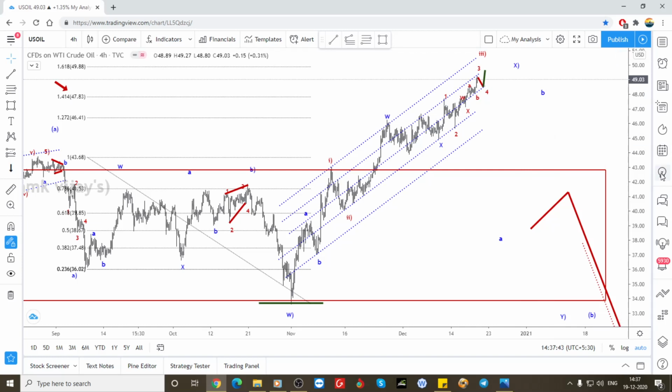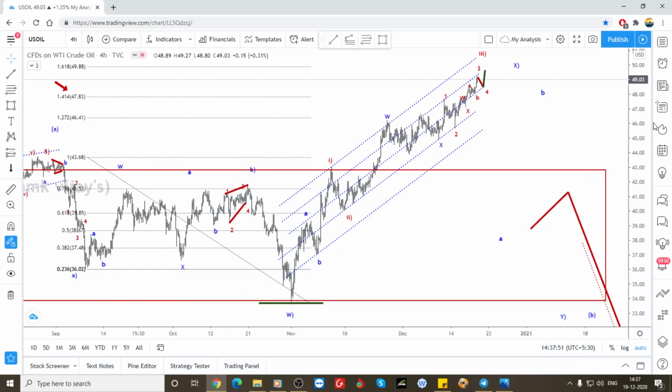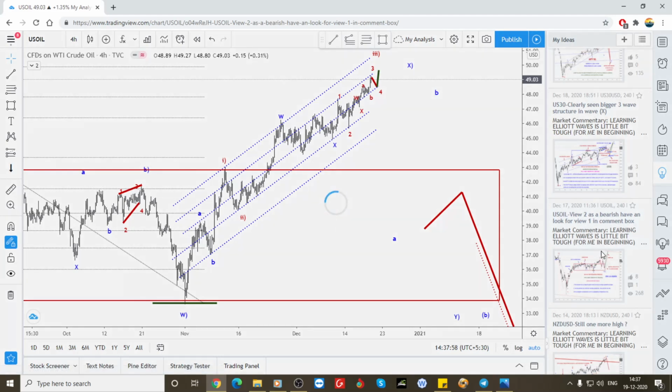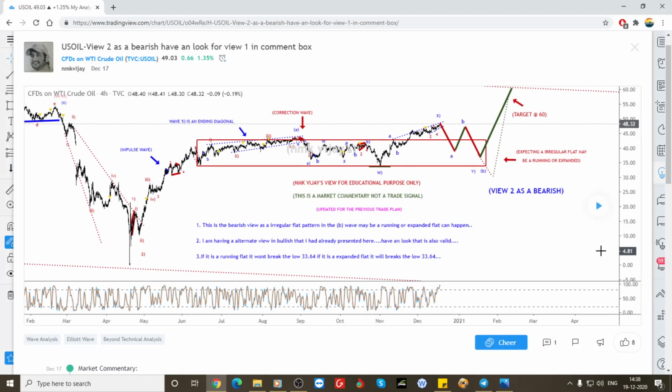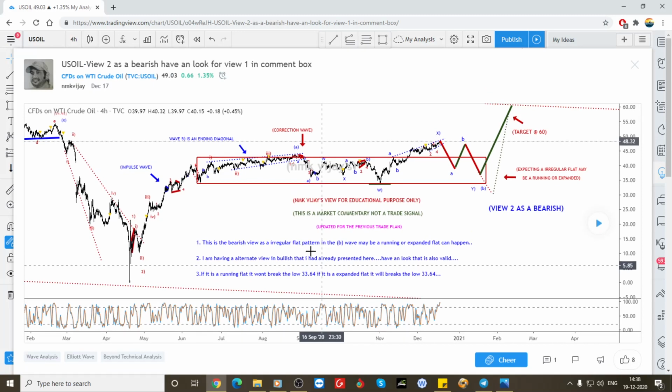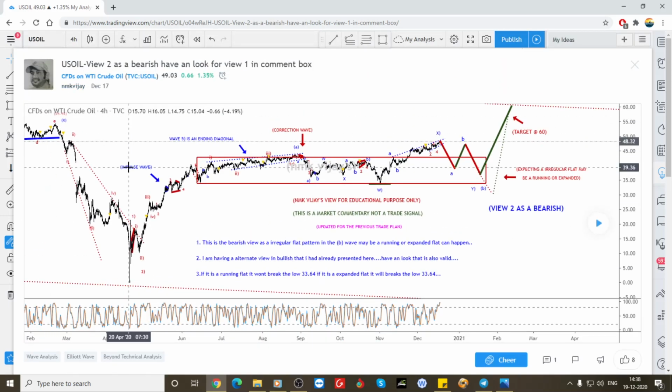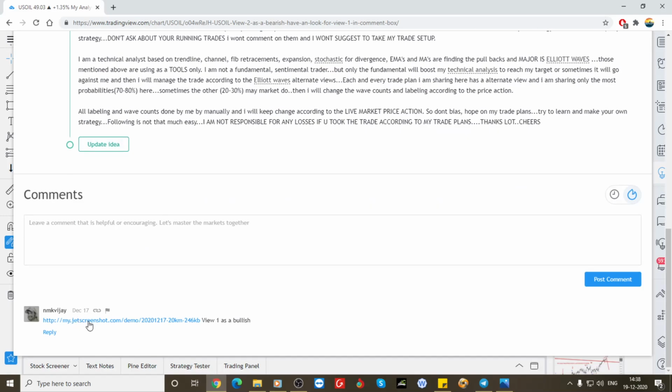I will show you in my Telegram channel. I have posted, but I forgot to, yeah, one second. Yeah, I already did, but only one view I have already posted about the crude. Yeah, here see, this is a B. So whether it is going to make this kind of what I explained here, or it could be an expanded flat. And one more, this is view 2, okay, and this is view 1 in the comment box.